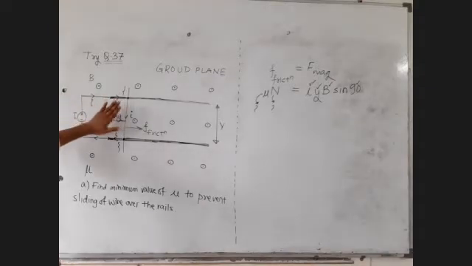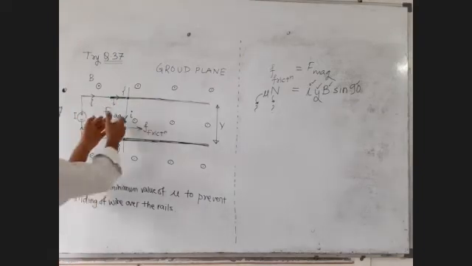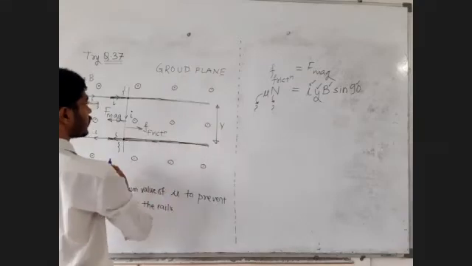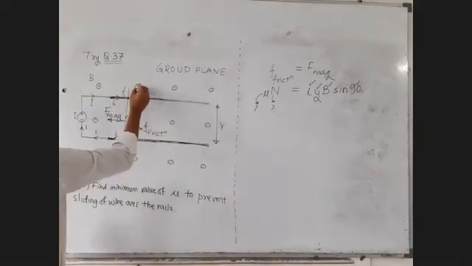Now the weight of the wire will be acting vertically downward. This is the ground plane, and this is vertically upward.